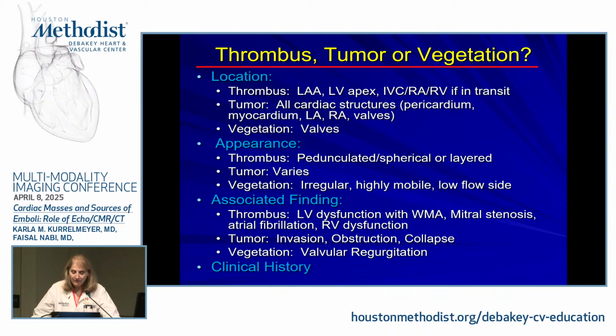A tumor invades. It invades the myocardium. It invades the valves. It obstructs the valves. It also causes collapse of the chambers. And of course, the vegetations cause valvular regurgitation predominantly, but can also cause valvular stenosis if they're very, very large. The clinical history will drive you one way or another based on what's going on with the patient. You will favor one of these 3 categories.